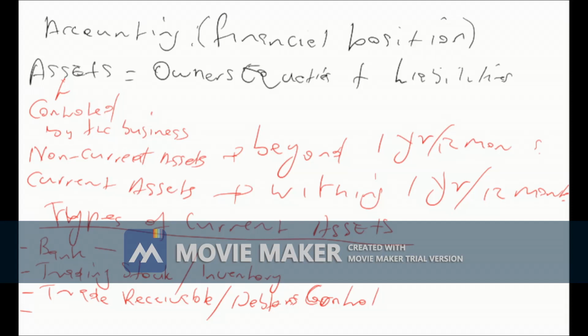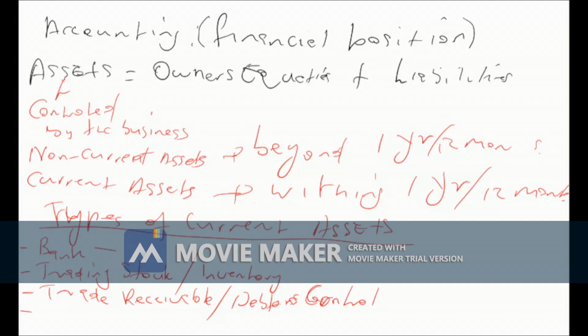Obviously, a bank is the bank account of a business, and it is current because you can get money anytime. As well as trading stock. Trading stock are the items bought by the business in order to resell them to their customers. And then trade receivables or debtors control are people who owe the business money. It happens that the business is selling goods and services on credit. So those people who owe the business that money will be called what?